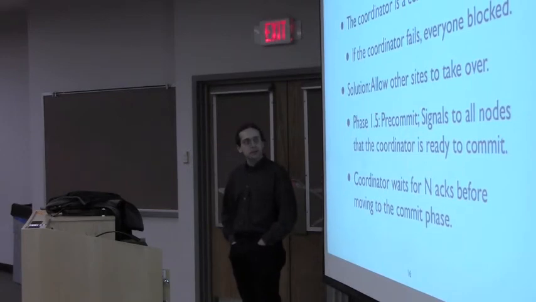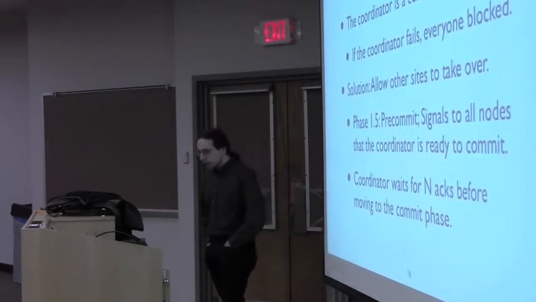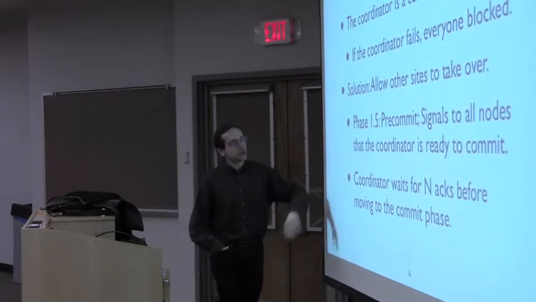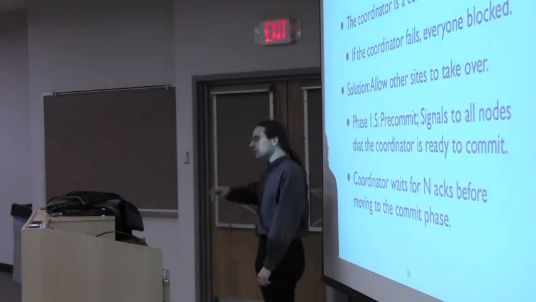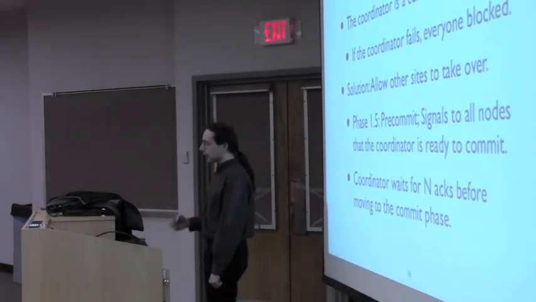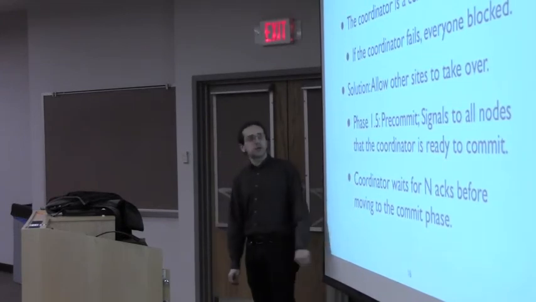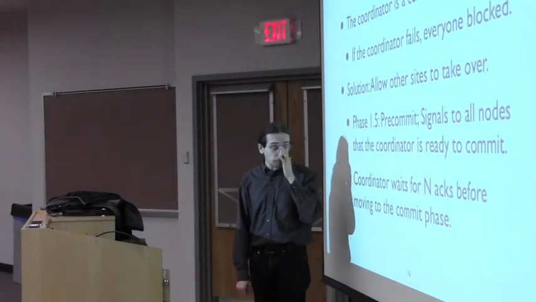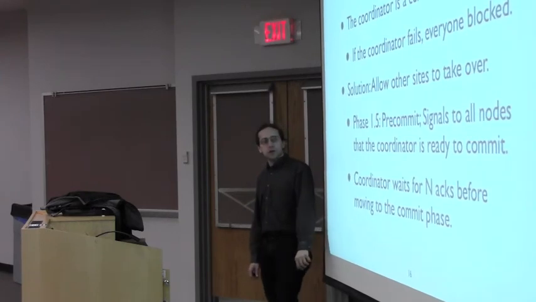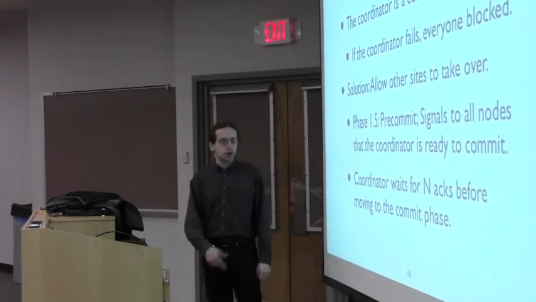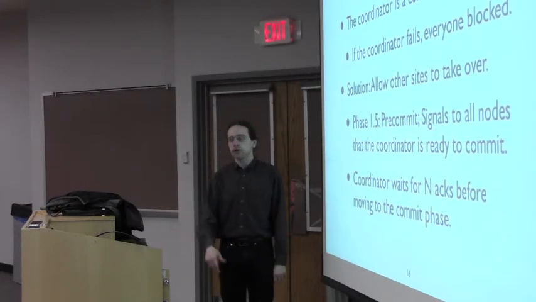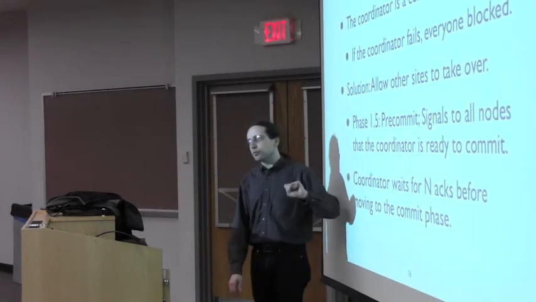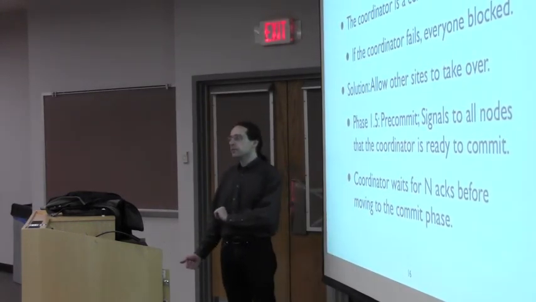So a strategy people have come up with is something called three-phase commit, where the coordinator inserts sort of a phase one and a half, where it first indicates to all of the nodes that the coordinator is ready to commit. As soon as a node receives a pre-commit message, then that means that the coordinator is ready to commit. And the coordinator is now going to wait for n acknowledgments, where n is related to the number of failures that can occur. It waits for n of the subordinates to acknowledge the pre-commit before moving on to the commit phase.